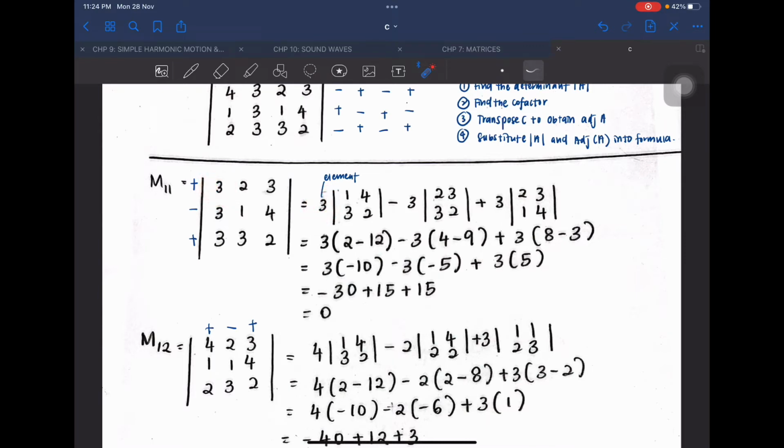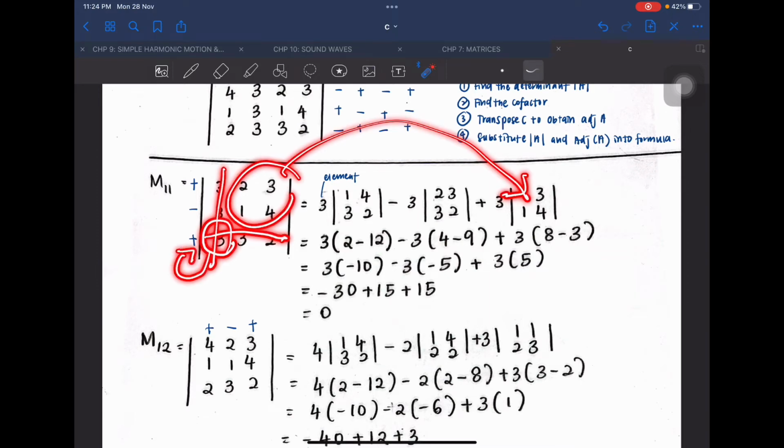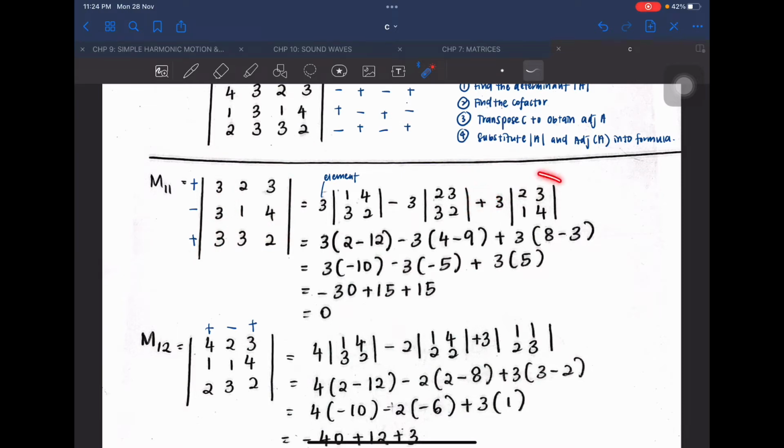Next, we have column 1, row 2. Take out the remaining elements and put it here. Now this element corresponds with the negative value, so it has to be -3. Then column 1 and row 3, remaining values, take it out and put it here. This element corresponds with the positive value, so here is positive. Once we have all of these values, we just multiply as per usual, and the answer that we get will be 0.